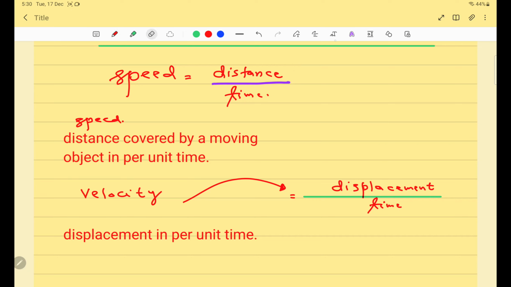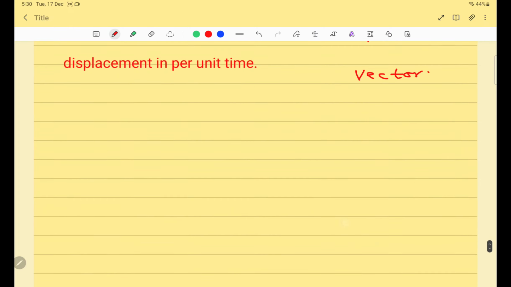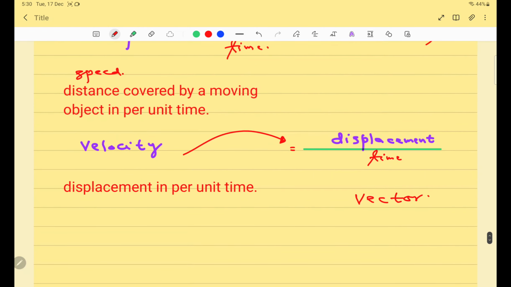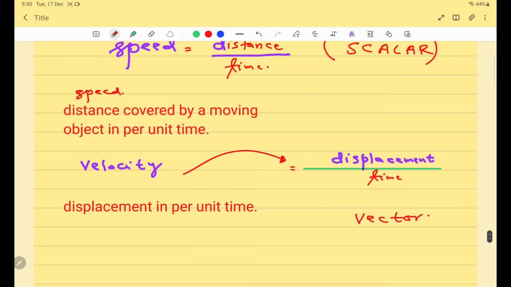And again, distance is a scalar quantity, so speed is also a scalar quantity. Scalar means no definite direction. And as we stated, displacement is a vector quantity, it has a definite direction, so velocity is also a vector quantity. So scalar means no direction and vector means definite direction. So we can differentiate now: distance divided by time is speed, and displacement divided by time is velocity.